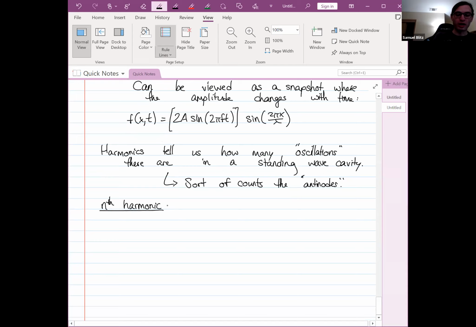So the nth harmonic of a cavity, a standing wave cavity, is a type of standing wave that exists in that cavity. The nth harmonic is the standing, oh, sorry, I skipped something. I need to talk about the fundamental harmonic first.